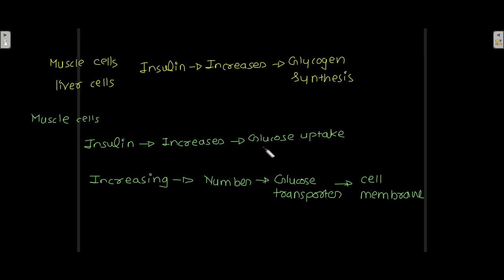Now, how does it do that? It increases the number of glucose transporters in the cell membrane. So in the cell membrane, you have more glucose transporters, and that is the reason why the muscle cell is able to take up more glucose. There is an increase in glucose uptake because there is an increase in the number of glucose transporters in the cell membrane, and this is happening because of the presence of insulin in the muscle cell.